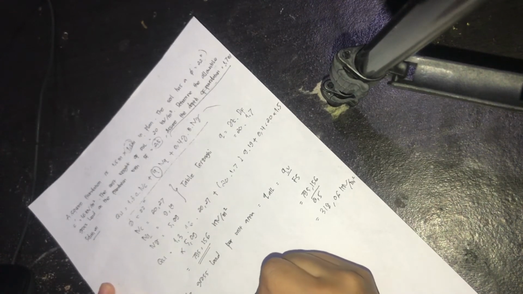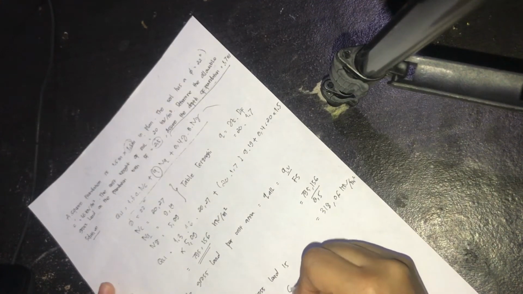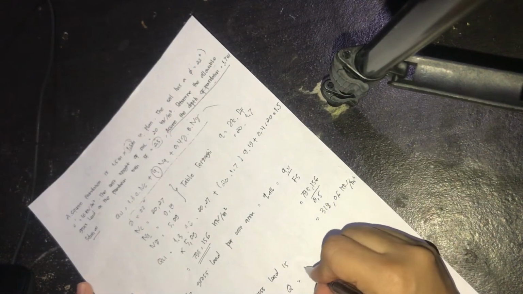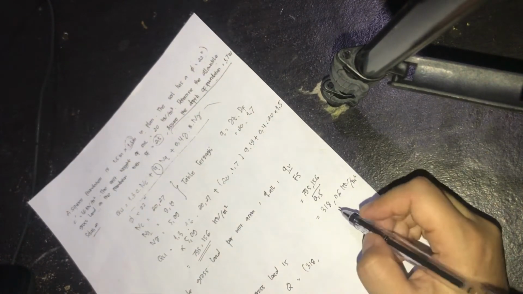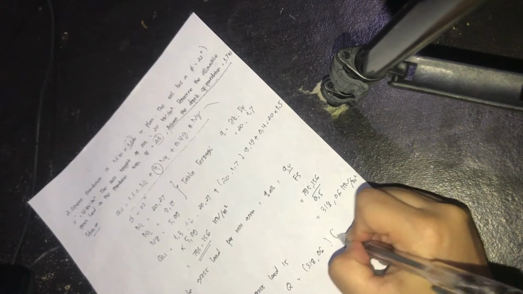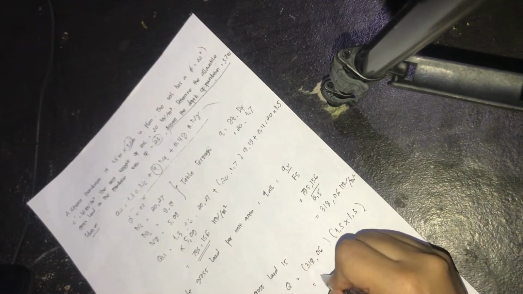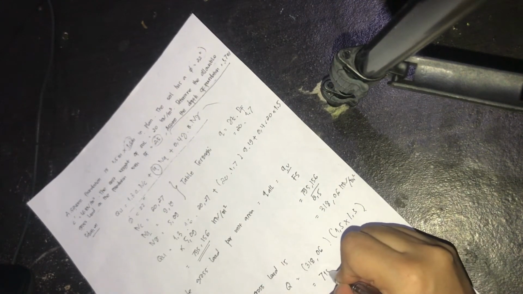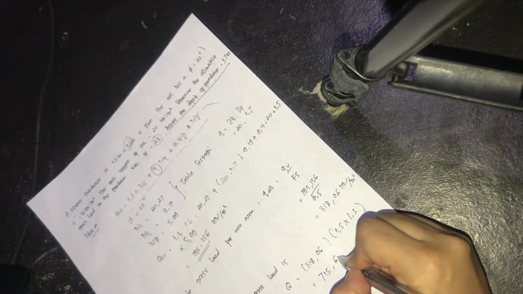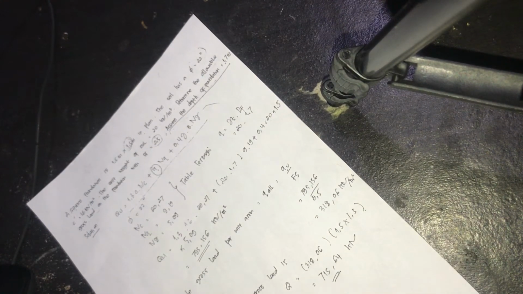So the total allowable gross load is 318.06 multiplied by 1.5 multiplied by 1.5. So it's 715.664 kilonewton. This is the total allowable gross load.